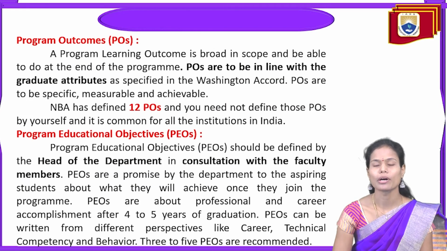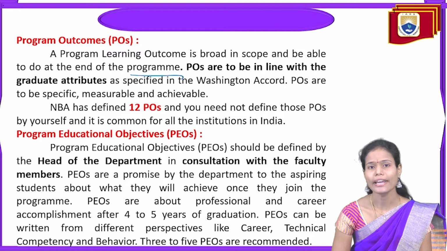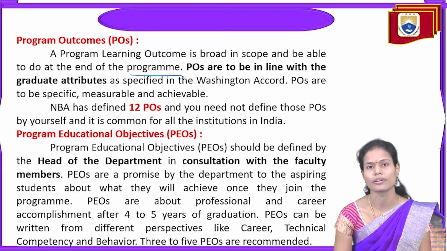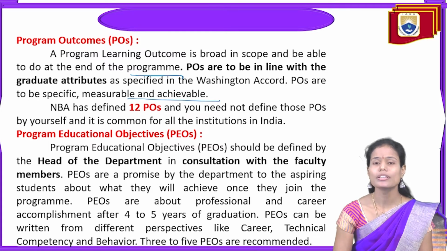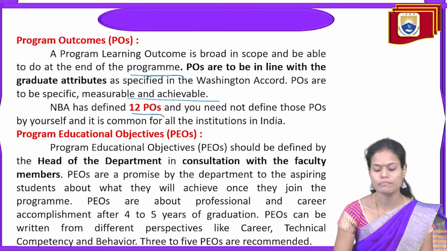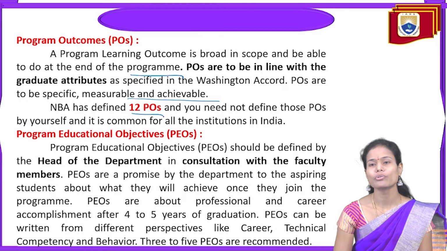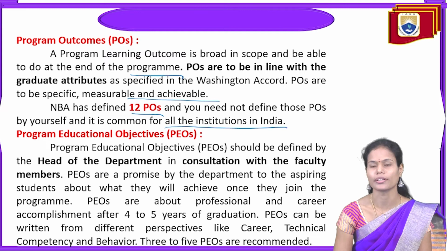And next, program outcomes. A program outcome is broad in scope and describes what students are able to do at the end of the program. POs are to be in line with the graduate attributes as specified in the Washington Accord. POs are to be specific, measurable, and achievable. The National Board of Accreditation has defined 12 program outcomes, and we need not define those program outcomes ourselves, and they are common for all the institutions in India.